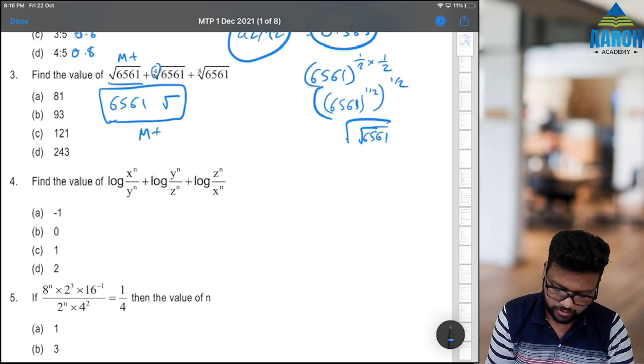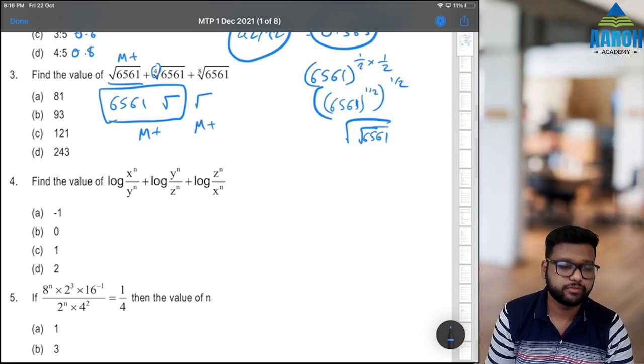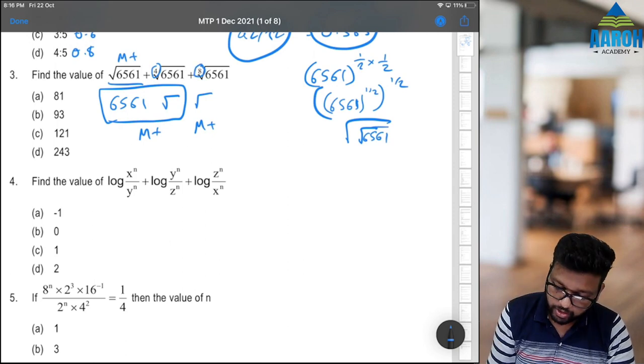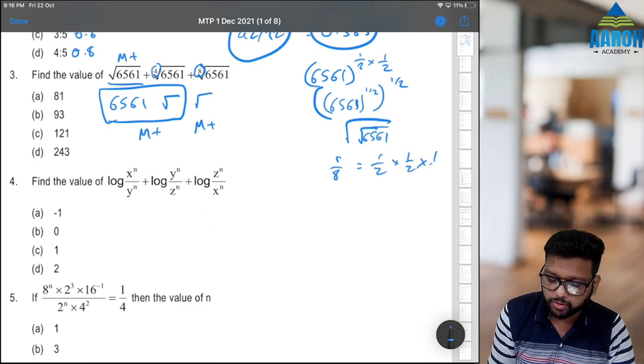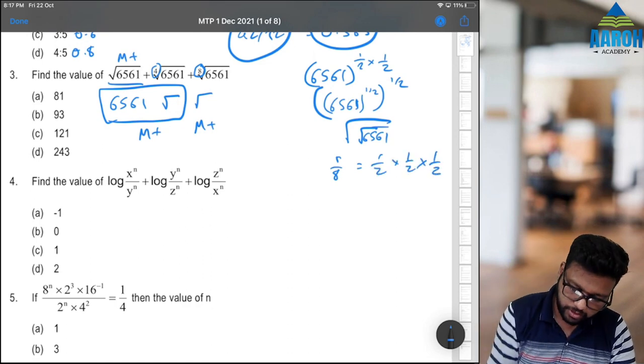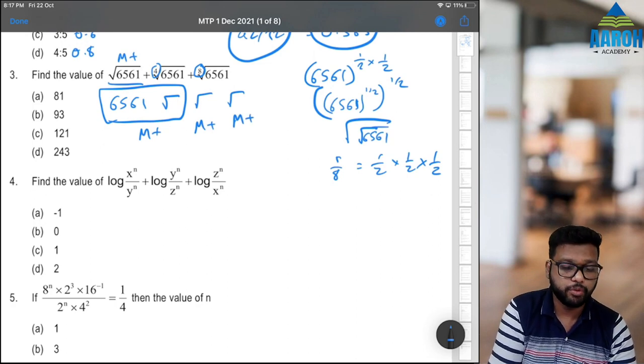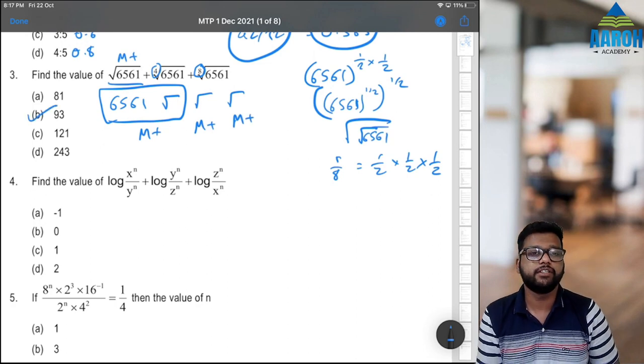So again root, again M plus, right? And 8th root means 3 times root, because 1 by 8 means 1 by 2 into 1 by 2 into 1 by 2, so 3 times root. So again root and again M plus, root M plus. If you press MRC, you should get 93 as the answer. That is the correct answer.